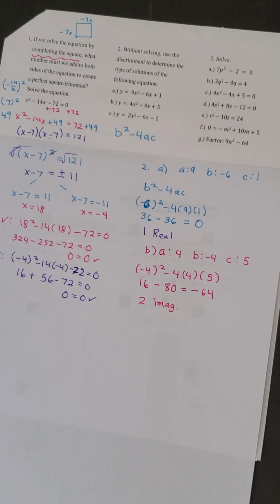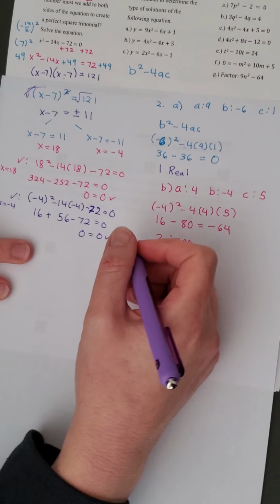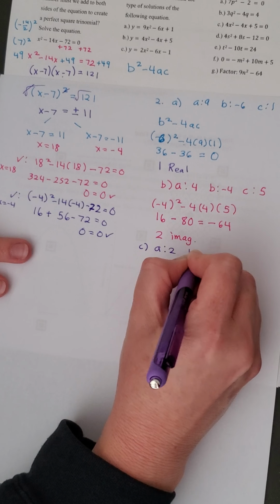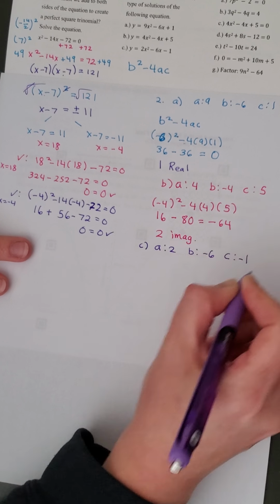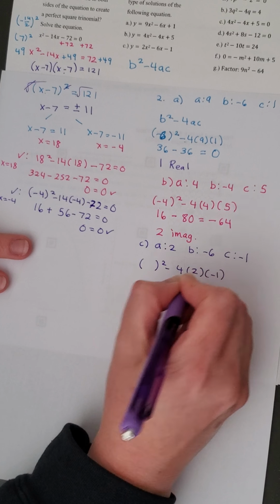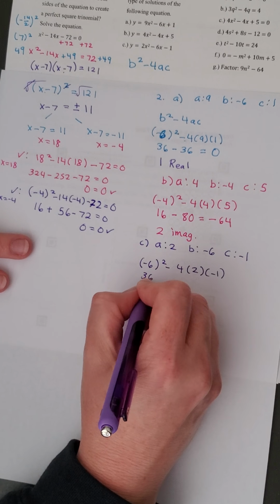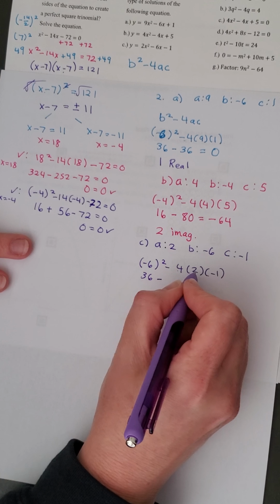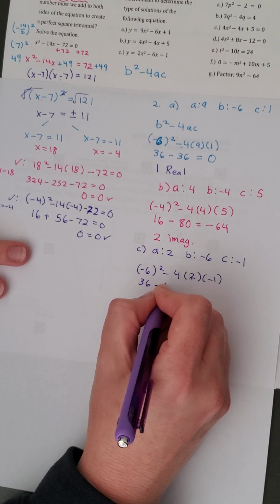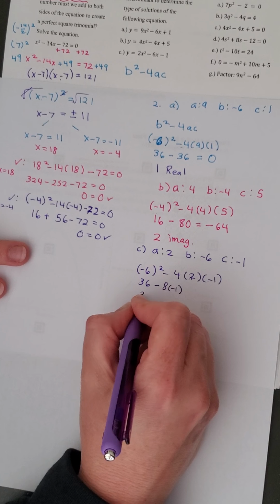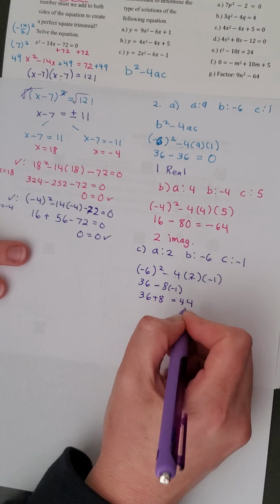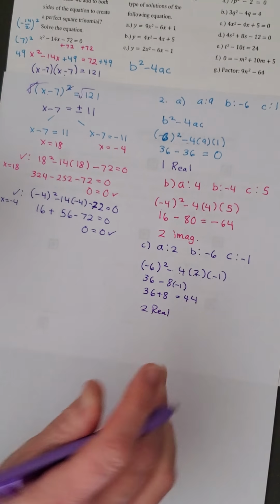And then the last one is A equals 2, B equals -6, and C equals -1. B squared minus 4ac. So that's 36 minus, okay, well, 4 times 2 is 8. -8 times -1, which is 36 plus 8, which is 44. Since this is positive, I have 2 real solutions.